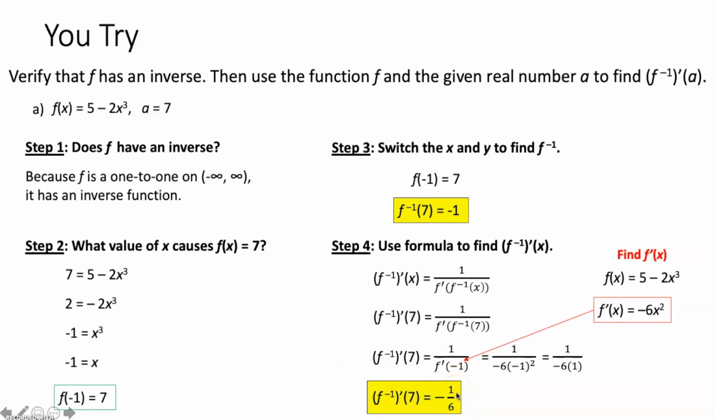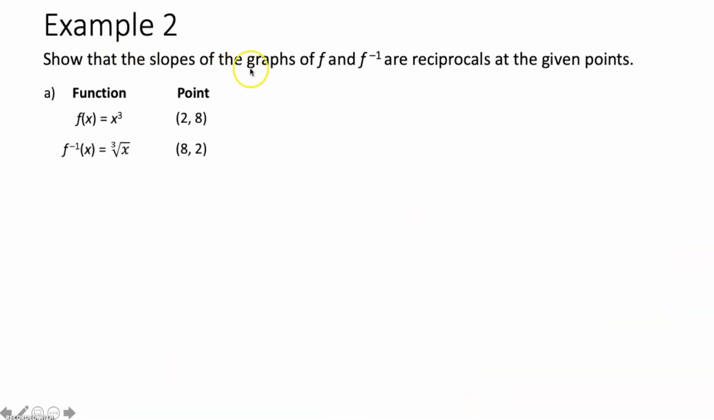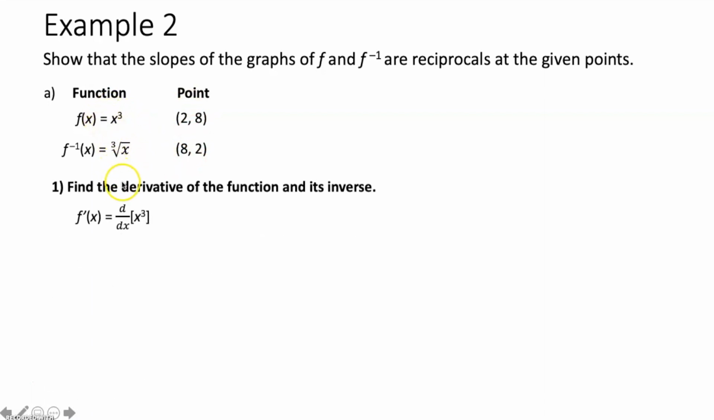And you're done. Now, example 2 says, show that the slopes of the graphs of f and f inverse are reciprocals at the given points. So all we're going to do here is verify that these two functions right here, this function and its inverse, have reciprocal slopes at these two given points. So let's first find the derivative of each of these functions. So the derivative of f of x, we're just going to use the power rule. It's going to be 3x to the second power.